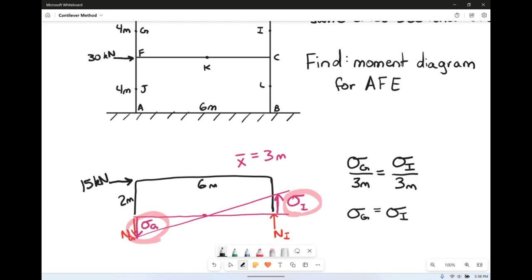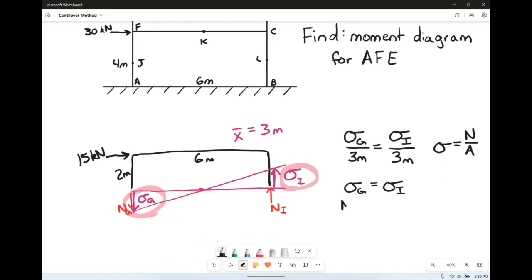Now, stresses really don't help us at all, right? We're talking forces, so we do need to turn these stresses back into forces, and do recall that an axial normal stress is equal to the normal force divided by the area, and all of our cross-sectional areas are the same. So this is just normal at G divided by the area of the column, which is equal to the normal at I divided by the area of the column. The areas are the same, so they cancel out. So therefore, the normal force at G is equal to the normal force at I.